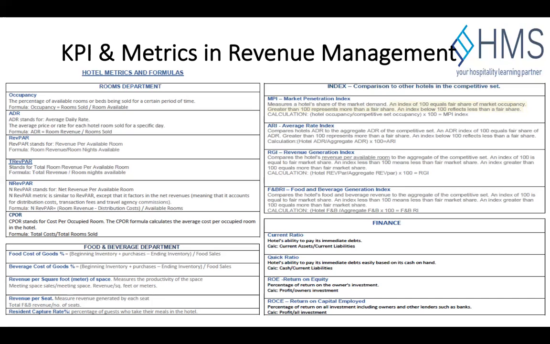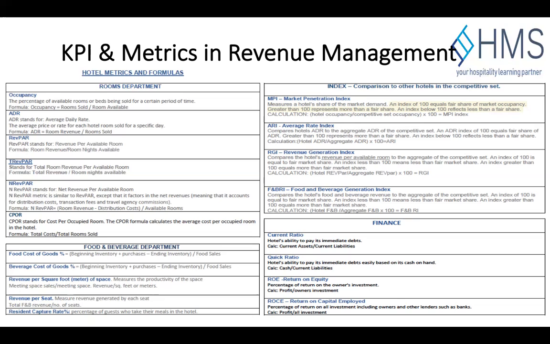So we compute it in this manner: the MPI is the hotel occupancy upon the competitive set occupancy, into 100. The competitive set occupancy would be the average competitive set occupancy, and the hotel's occupancy with regard to the average, into 100, and the MPI index is calculated. Similarly, ARI compares the hotel's ADR to the aggregate ADR of the competitive set.